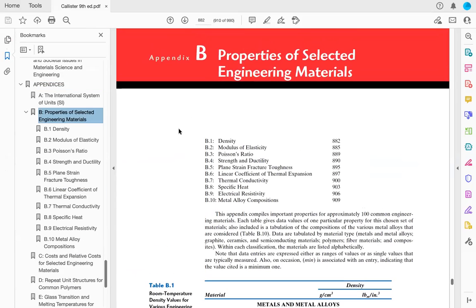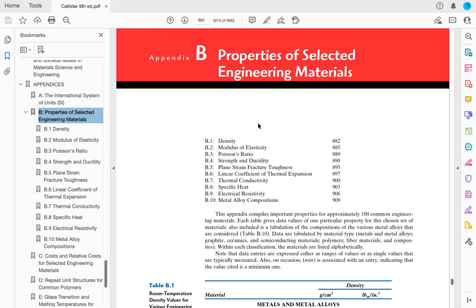Properties of the selected engineering materials. If you look at the properties of selected engineering materials, there are density, modulus of elasticity, Poisson ratio, strength and ductility, plane strain fracture toughness, and so on. So you can try to have a look at this one.